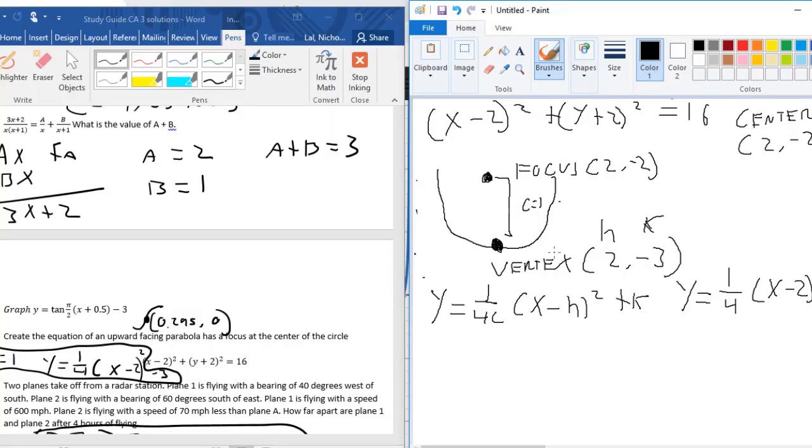Wait, so how did this center... So this is what's given in the equation. The center of the circle becomes the focus of the parabola. So it's a multi-step question because you need to find the center of a circle. Like you have a circle equation. You need to find the center. That becomes the focus of a parabola. Okay?